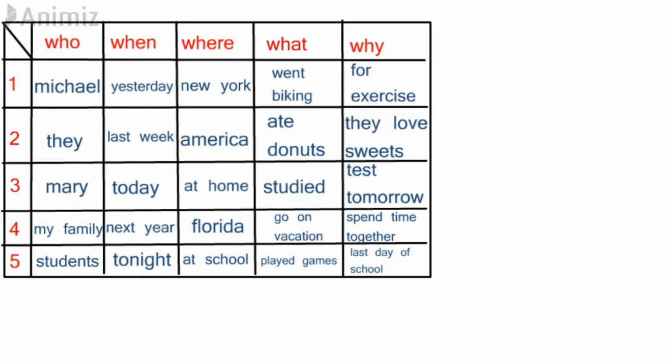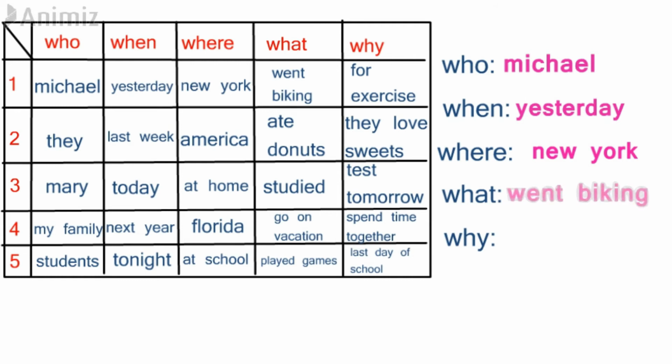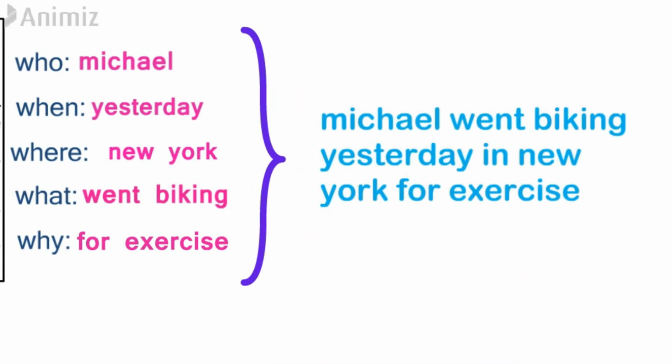Make the sentences based on the information in each row. Now it is time for you to make a sentence using these building blocks that are inside individual rows. Each sentence will include a piece of information for each of the 5 W's, because you organized them in advance. For example, in row 1 for who we have Michael. For when, we have yesterday. For where, we have New York. For what, we have went biking. And for why, we have for exercise. So, our sentence becomes, Michael went biking yesterday in New York for exercise.